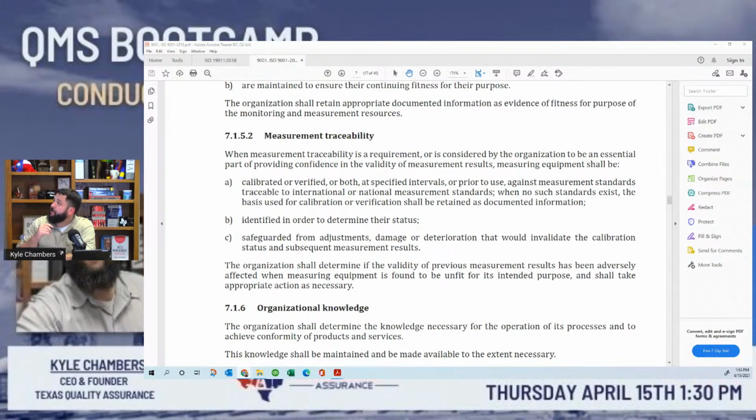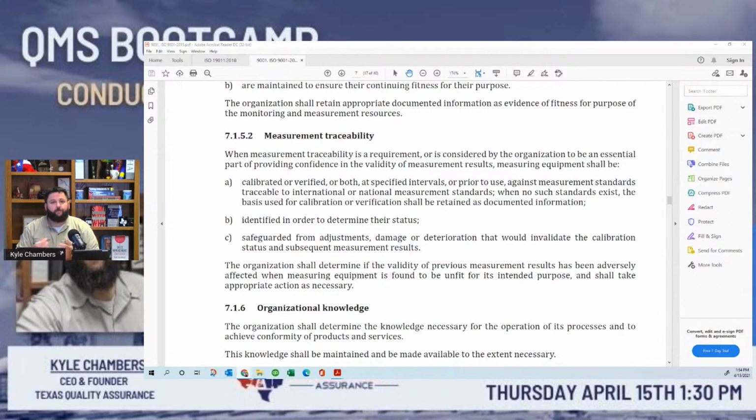We have here safeguard from adjustments, damage, or deterioration that would invalidate the calibration status. All right. So if we have equipment that is sitting in a lab, static on a counter, the odds of that equipment getting dropped are pretty slim. On the other hand, if we're out in a machine shop or a weld shop or a field site, and we're walking around with calipers and micrometers and various digital tools, the likelihood of something getting dropped is very, very different.